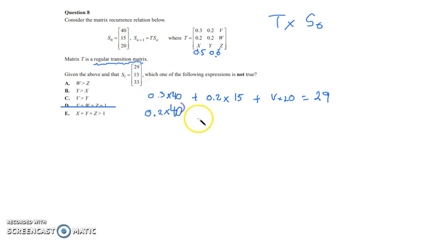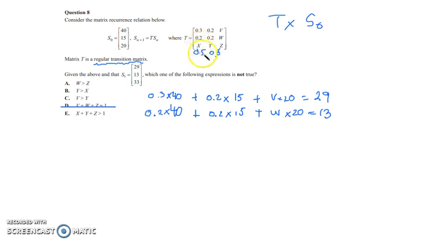Then the next one we would do is the next horizontal times vertical, so it would be 0.2 times 40 plus 0.2 times 15 plus w times 20. And what that would equal would be 13.